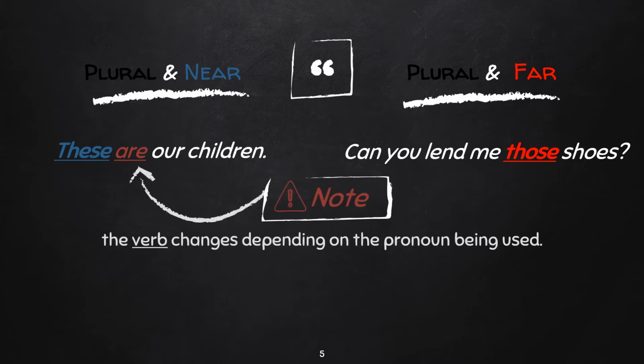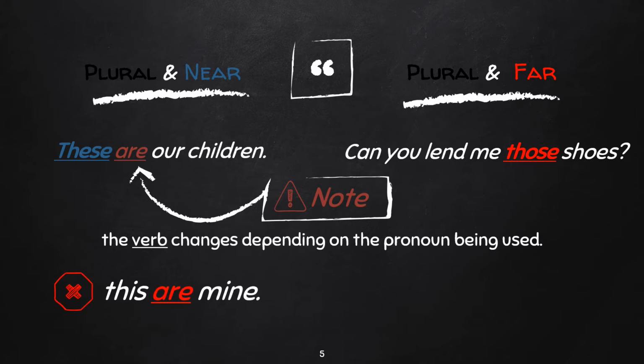Note: the verb changes depending on the pronoun being used. Like the example above, are is a plural verb. It is used according to the plural pronoun these.